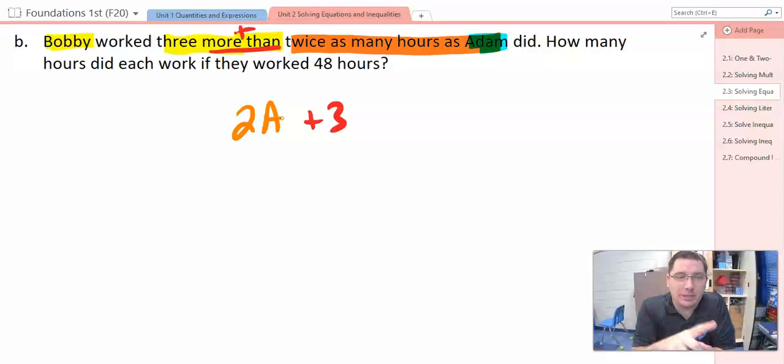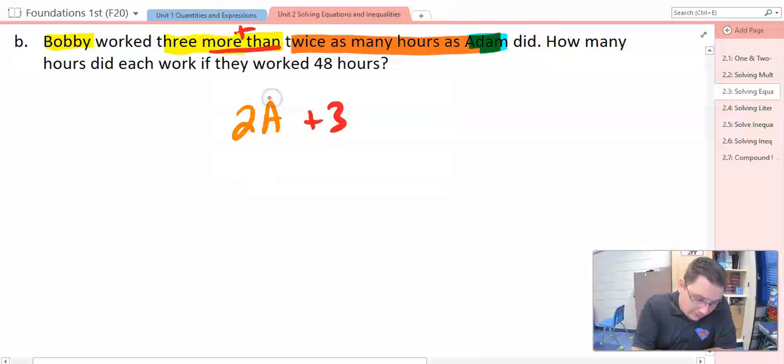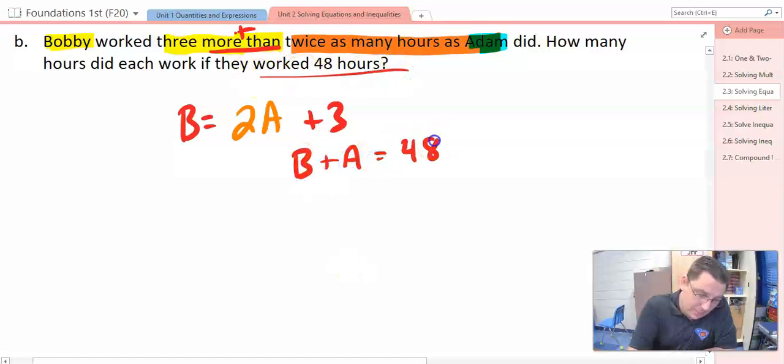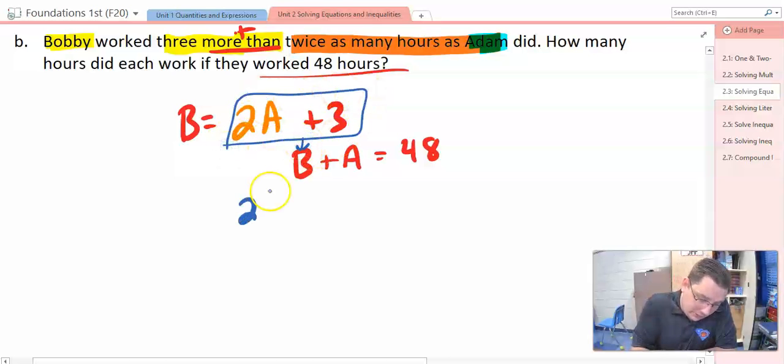Well, it says how many hours did each work if they worked 48 hours. So what we now have is that this is equal to B, right? Bobby worked 3 more than twice as many hours as Adam did, right? And then what we're told is how many did they work if they worked 48 hours, right? So the hours that Bobby worked plus the hours that Adam worked is equal to what? 48. And so this really becomes almost like a little bit of a system that we talked about in 8th grade math, right? And so this is going to substitute here. And so we get 2a plus 3 plus the a is equal to 48.